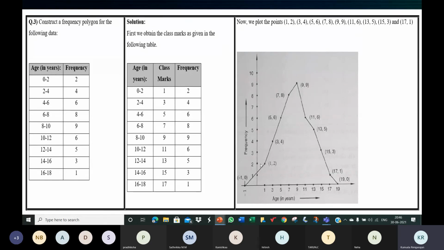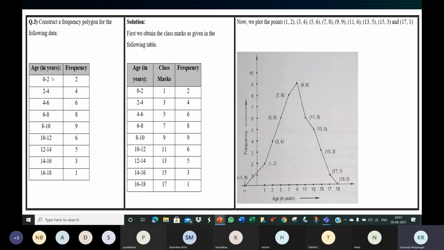And along the y-axis, see the values along the y-axis. Very simple there. 1 to 9 we have. So you can take 1 centimeter as 1 unit: 1, 2, 3, 4, 5, 6, 7, 8, 9, 10. Plot the points. The first point is 1, 2. You know how to plot the points. Plot the points, and along with these points, you need to also plot.